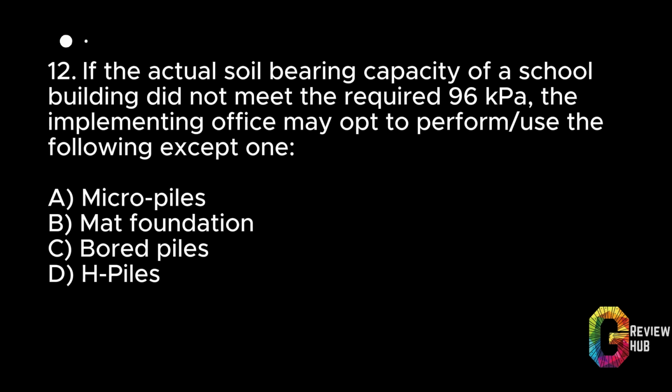12. If the actual soil-bearing capacity of a school building did not meet the required 96 kilopascals, the implementing office may opt to perform or use the following except: A. Micropiles. B. Mat foundation. C. Bored piles. D. H piles. Answer: D. H piles.